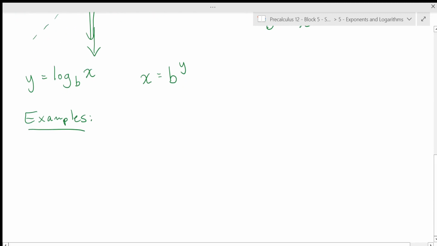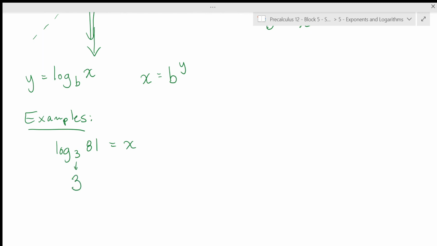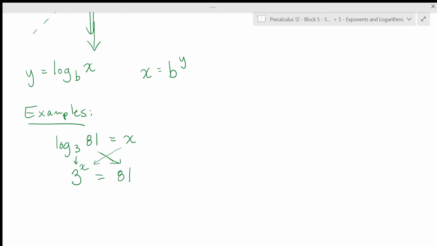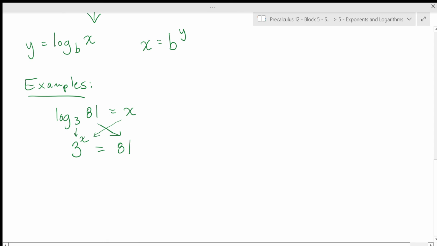So we have log base 3 of 81 equals x. When I look at a logarithmic question, the first thing I want to know is, what's it asking me? If I rewrite it in exponential form, I know that 3, my base, goes to the power of x, and my 81 goes to the other side of the equal sign: 3 to the x equals 81. So it's just asking me, what power do I have to raise 3 to get 81? 3 squared is 9, 3 to the third is 27, 3 to the fourth is 81. So here we have x equals 4.